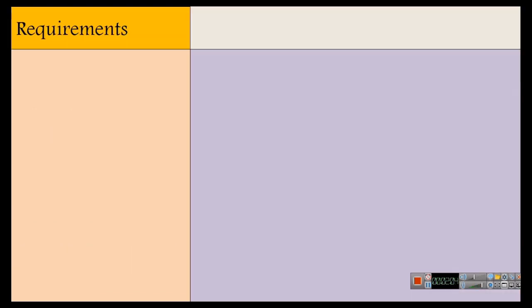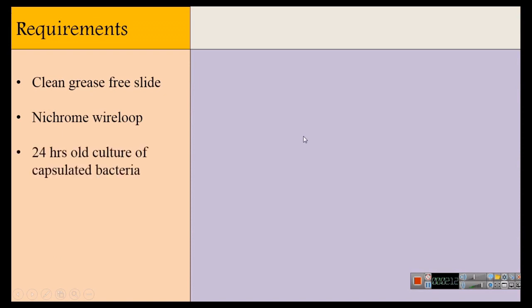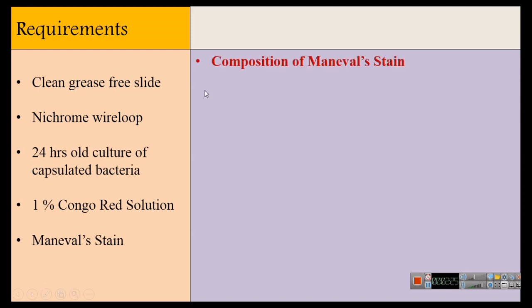Now we will see the requirements for capsule staining by Maneval's method. The requirements are a glass slide, nichrome wire loop, a suspension of 24 hours old culture of capsulated bacteria, 1% Congo red which is an acidic stain, and lastly Maneval's stain. You can see here the composition of Maneval's stain. It contains 1% acid fuchsin which is a basic stain and it stains the cytoplasm of the bacteria.